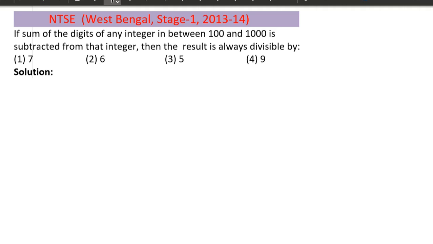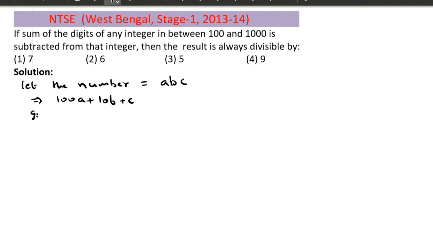See, he has given the integer is between 100 and 1000, so it must be a 3-digit number. So let the number equal ABC. It is a 3-digit number, so I am considering that number as ABC. When we are applying simplifications, we have to simplify in standard form and then utilize it. So what about that number in standard form? It is 100A plus 10B plus C.